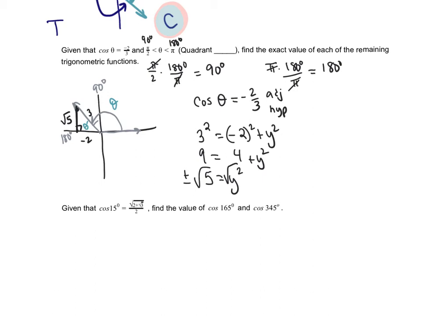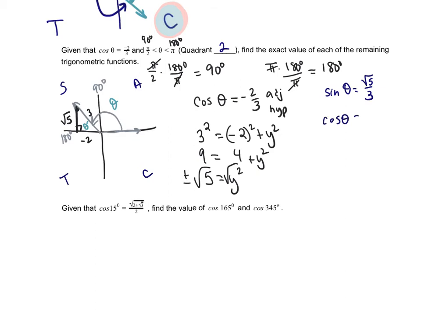So now that we have that, we can find all our trig function values. So the sine of theta is opposite over hypotenuse, that's radical 5 over 3. And it's positive, which makes sense, because remember, in quadrant 2 sine is positive. So we would expect sine to be positive there. I should have filled this out. This is quadrant 2.